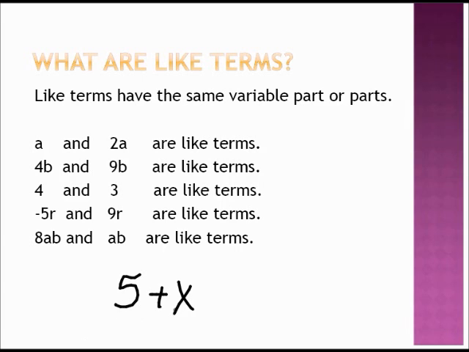Now 5 and X are not like terms. If 5 had an X beside it, then these two would be like terms because 5X and X would be like terms. What if this had a 3? Well, 5X and 3X, they are like terms. If we just have 5 plus X, though, they are not like terms because there's no X here.